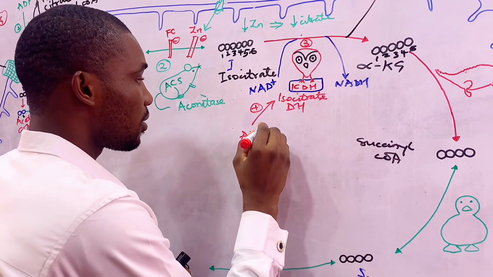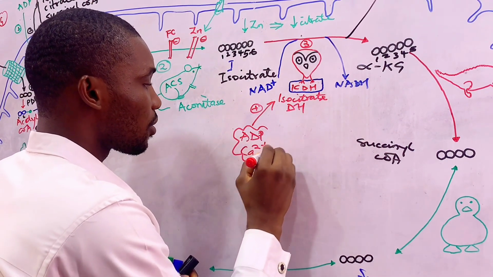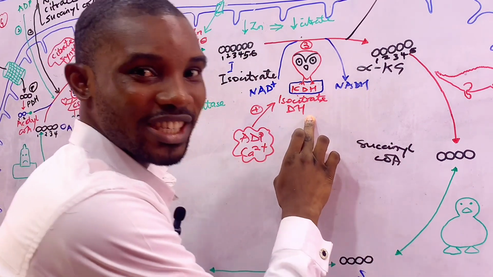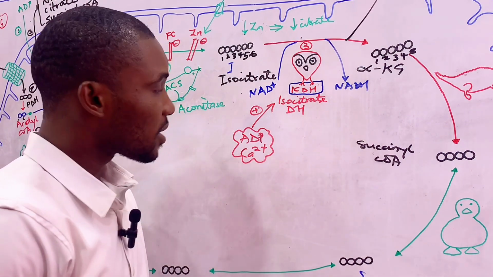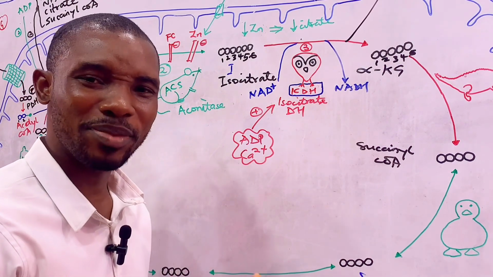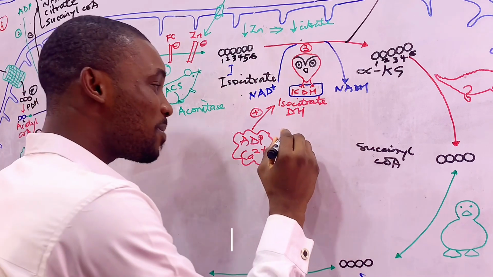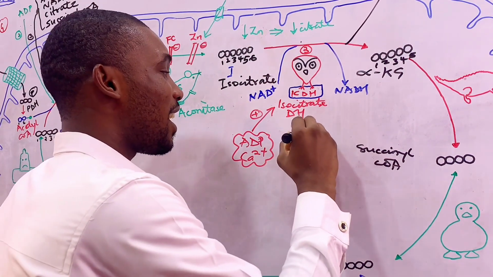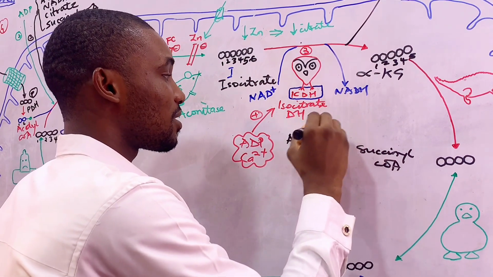That's correct. So we've seen some activators of isocitrate dehydrogenase. Now let's look at some inhibitors. What do you think would inhibit it? Please, please, please tell me. ATP. ATP would inhibit this enzyme, isocitrate dehydrogenase.